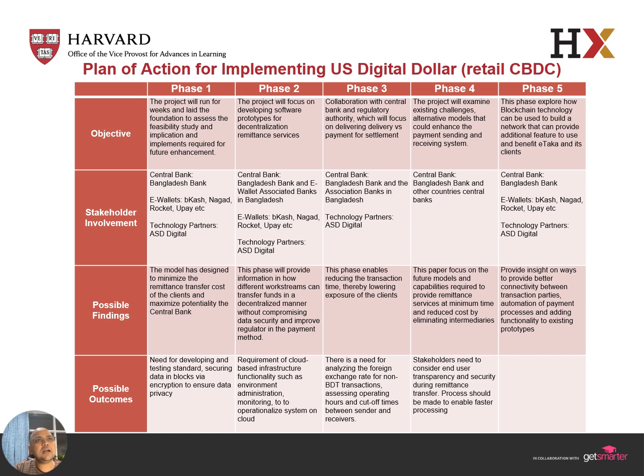So the e-wallets, bKash, Nagad, Rocket and UPay, they cover the unbanked people, and that is our strength of Ithaca. So we are an integral part of the e-wallets of Bangladesh. Possible findings from phase 1: the model is designed to minimize the remittance transfer cost of the client and maximize the potential of the central bank. Yes, because our main objective is to reduce the cost, maximize the efficiency, and most importantly the central bank monitoring, because in the illegal channel the central bank cannot monitor what is actually going on.